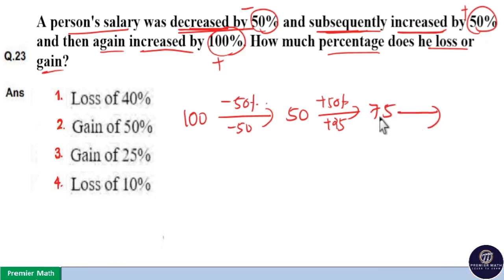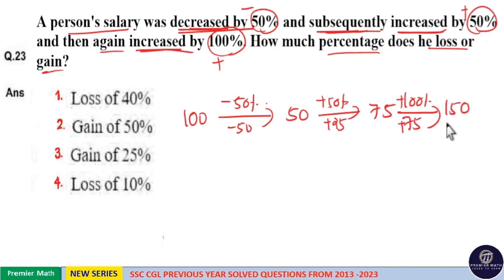Now again this 75 is increased by 100%. 100% increment on this 75 means 100% of 75 is 75 rupees. So 75 plus 75, 150 rupees is the final salary.